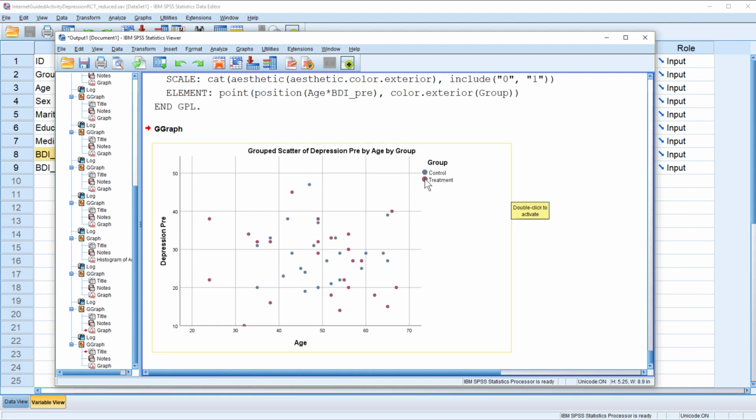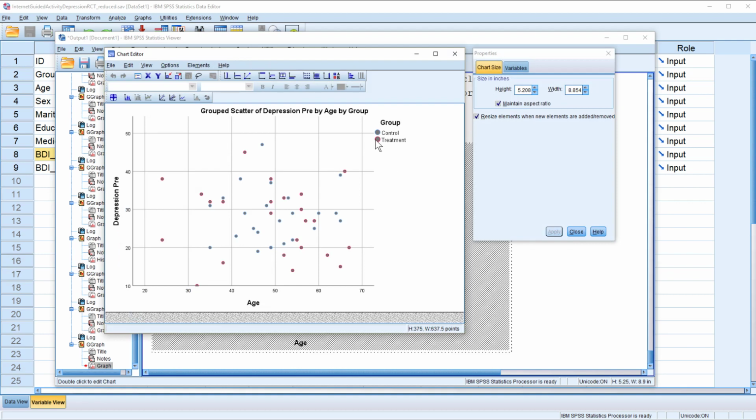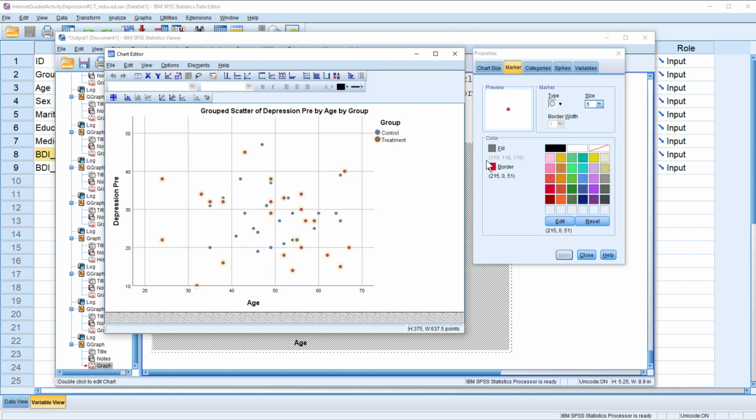I'm not a big fan of these colours, to be honest. They're a little bit hard to read. So I'm just going to change that fill to red so it stands out more. That's better already. And you could also just change that to a different shape. If you needed to publish this graph, you would probably need to use grayscale, so you would often use different shapes so that it didn't matter if you didn't have colours.